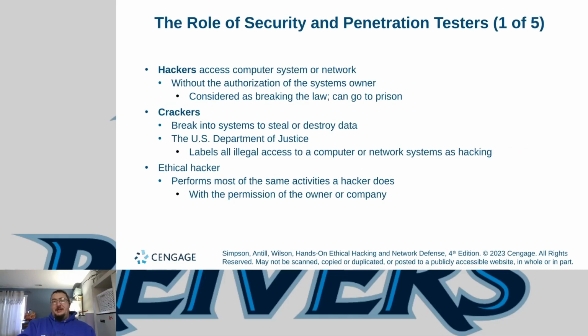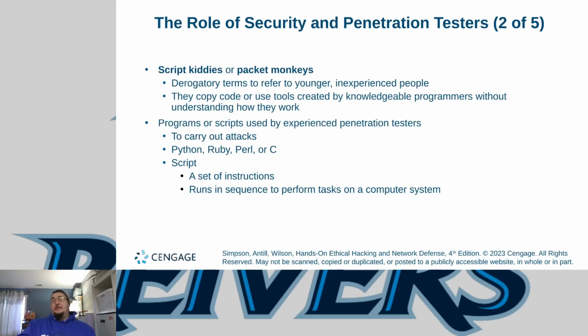If you do not have permission, you're breaking the law. Crackers do so illegally, and an ethical hacker does everything a hacker does, but only with their permission. A script kiddie, or packet monkey, is a younger, inexperienced person who uses programs written by other people but may not understand how they work. A script can run, that's a set of instructions to carry out attacks. Scripts don't have to be used for that at all. They can be used for any automation task.